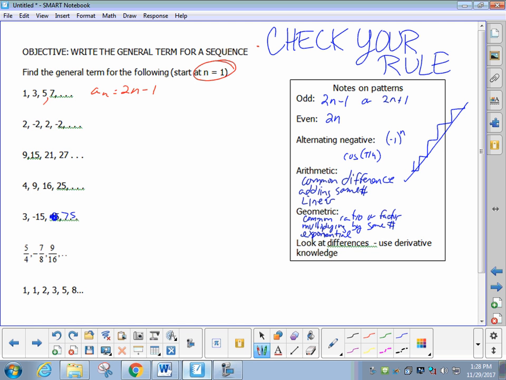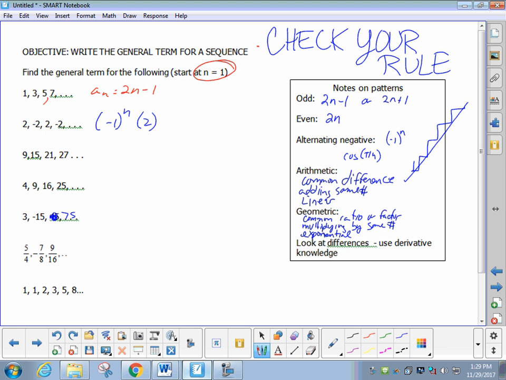All right. Looking at differences, use derivative knowledge. I'll explain that in a minute. Let's go over here. There are actually, I see that second one, I see 2 patterns at work. What are they? There's 2 things going on there. There's an alternating negative, which I am referring to the cosine thing, and then there's a 2. Yeah. Okay, so how do I make an alternating negative? Well, I could do the cosine thing, or I could do that. Either one is fine, cosine of pi n, or that. But I also need to make it 2.